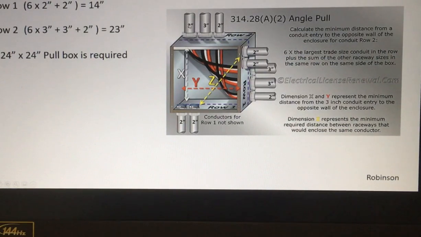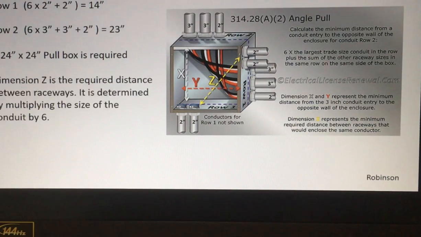So you take the largest conduit and add the other conduits that happen to be in that pull box. Notice I'm not adding these other conduits here because they're not part of the angle pull. When you're looking at it, you may have some straight pulls, some angle pulls, and some U-pulls. You would have to calculate for each one, and then whichever is the biggest is what you would take.